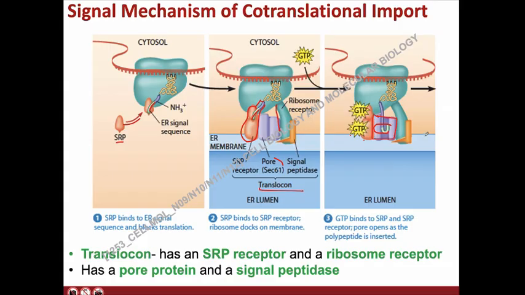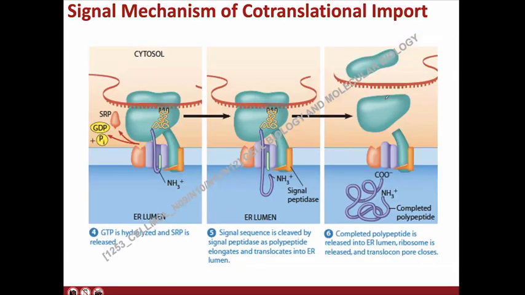Remember the pore protein, what did it do? The channel. So now our signal sequence can enter through here, and the polypeptide can be inserted now. The signal sequence together with the polypeptide can now be inserted. So later on, our GTP will be hydrolyzed. And once it hydrolyzes, our SRP will also be released. And as this occurs, our polypeptide will continue to elongate.